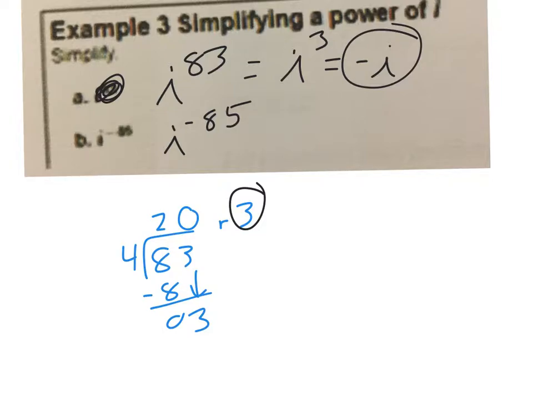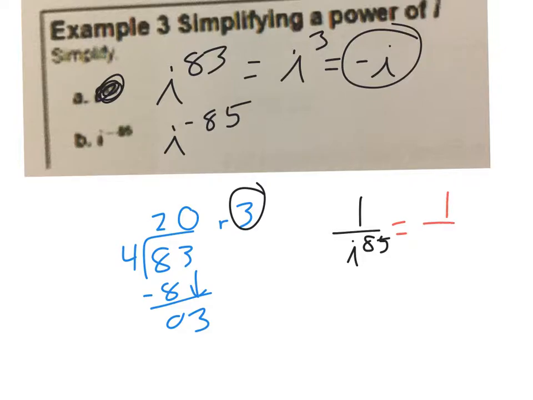Okay, the last one, i to the negative 85th power. That's 1 over i to the 85th. We hate negative exponents, they're just ugly. So we could rewrite that as 1 over i to the 85th power. These i's follow the same rules as algebra. Yeah, that's why you're in Algebra 3.